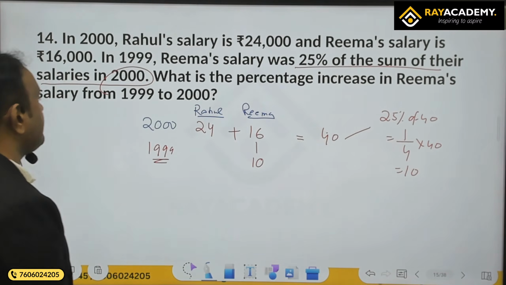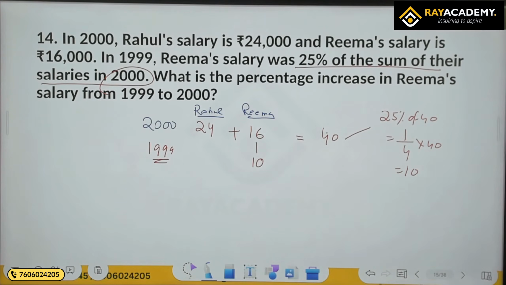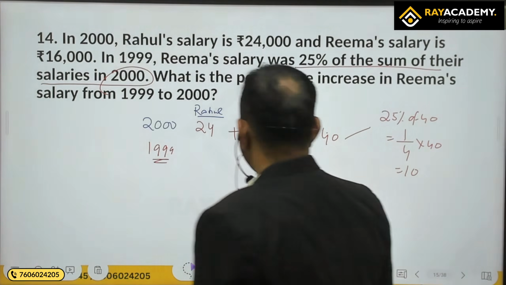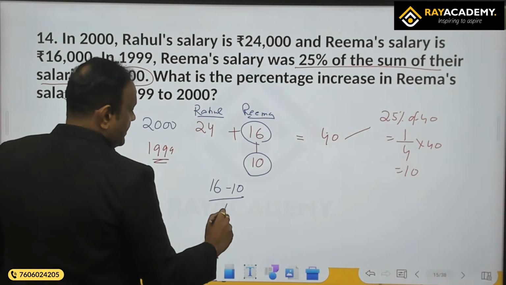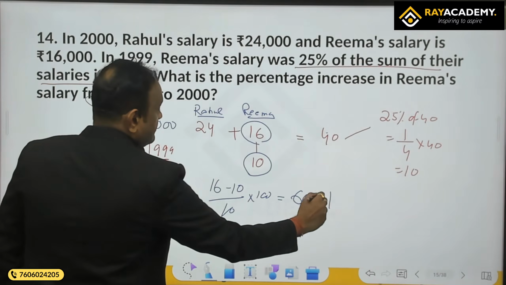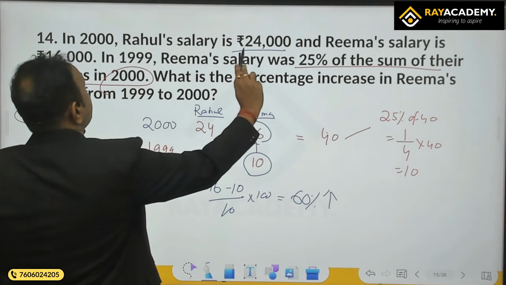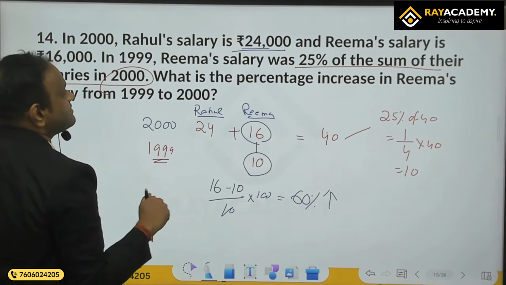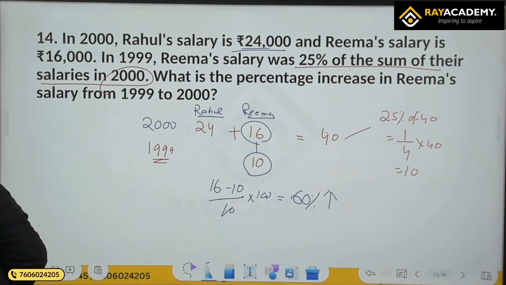Now what is the percentage increase in Rima's salary from 1999 to 2000? So it was 10 and it went to 16. So how much will it be? 16 minus 10 by 10 into 100. So it will be 60% increase in Rima's salary from 1999 to 2000. So for this kind of question, if they have given very big figures, no need to write all 24,000, 16,000. Otherwise you are spending a lot of time, wasting a lot of time. So better you write in short also. That is okay.